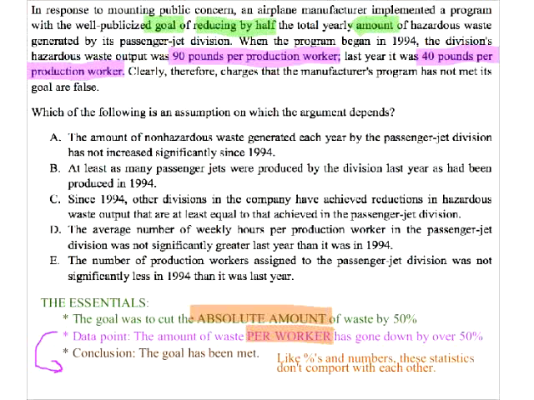This could come from, number one, an actual decrease in pounds. Or it could also come from an increase in the number of workers. I mean, you could have that reduction come entirely from just having twice as many employees. Or in a worst case scenario, you could even have more waste, but so many more employees that the per worker quantity would go down.